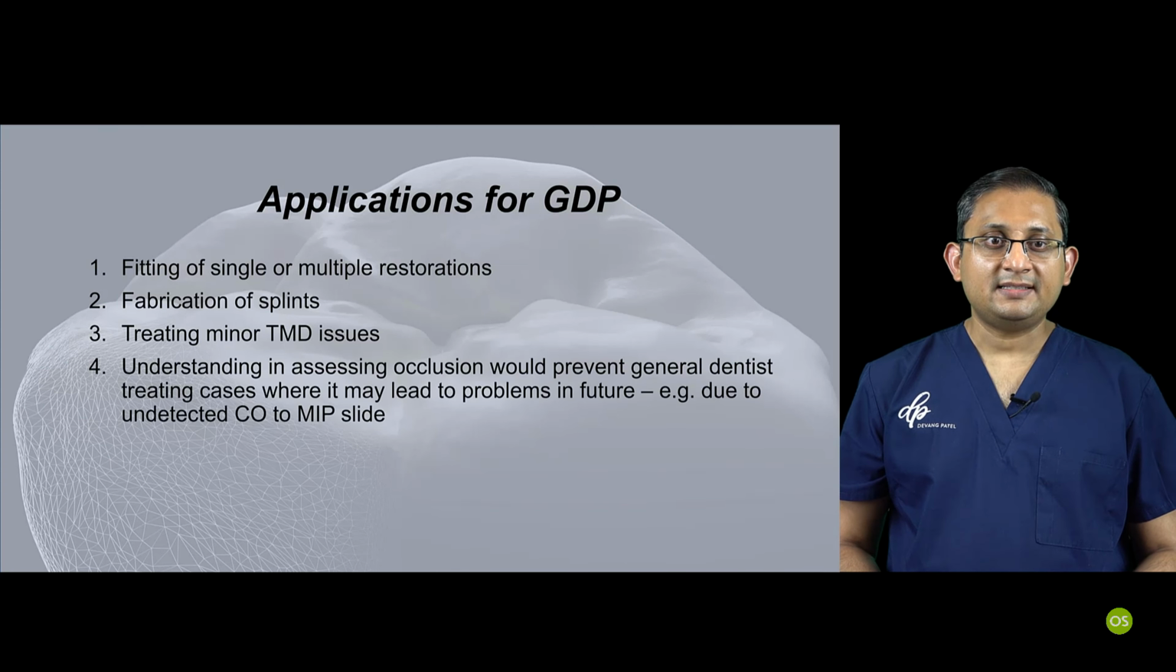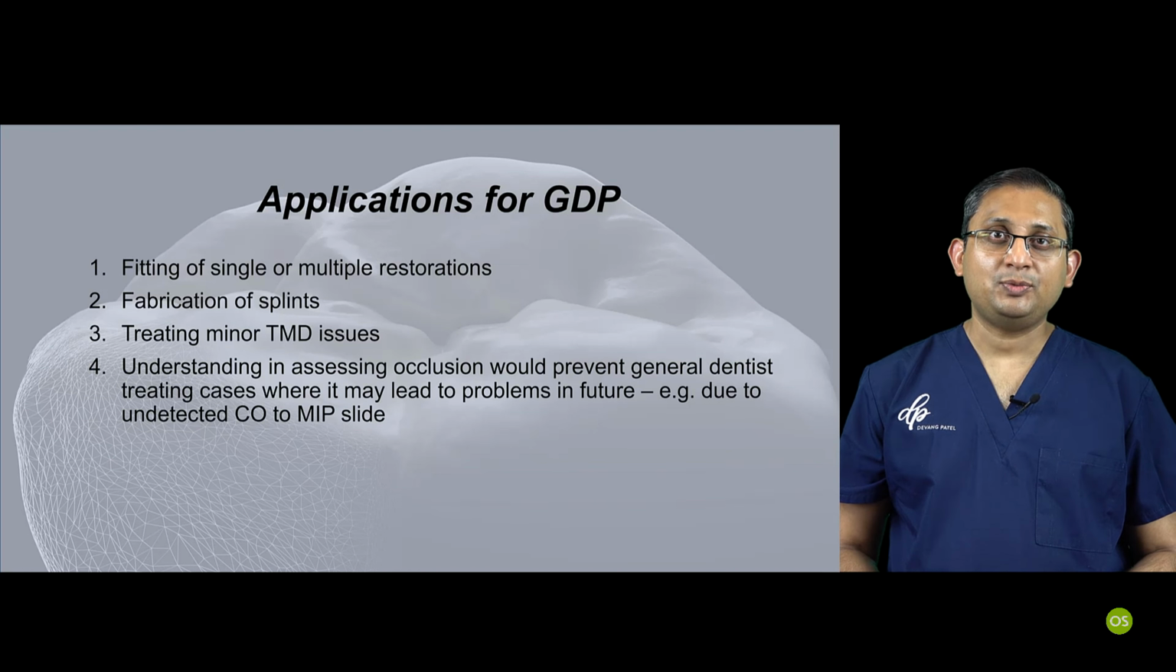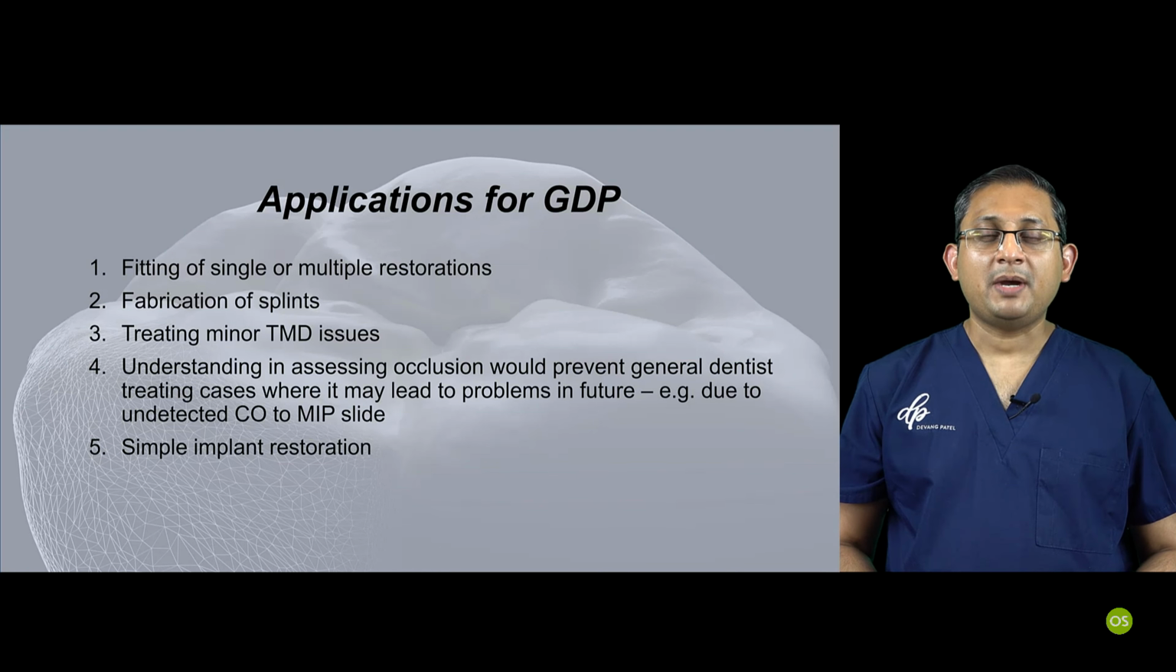Understanding and assessing occlusion would prevent the general dental practitioner from treating some cases which can then cause problems later on, such as if a patient has a large horizontal, small vertical slide from CO to MIP. However, when you have assessed this beforehand, and if you have knowledge of it, you will be able to treat this case more predictably and easily. It will also help you in doing simple implant restoration by managing guidance appropriately.